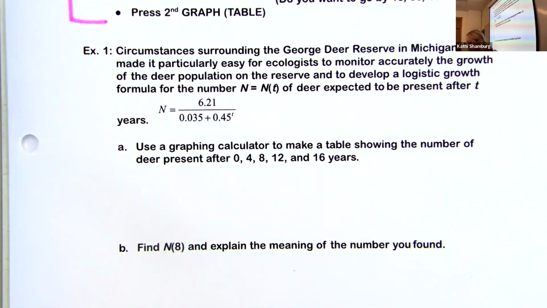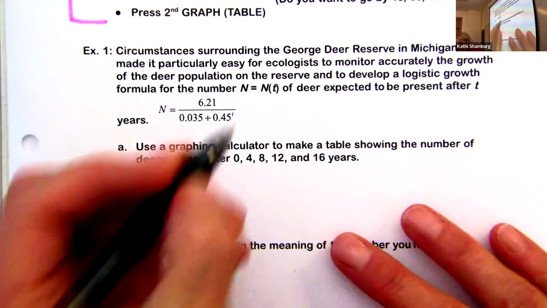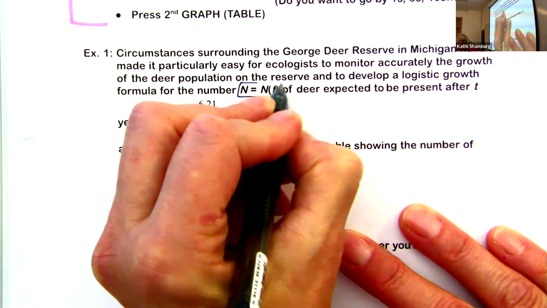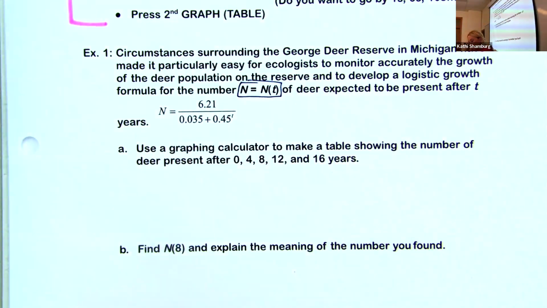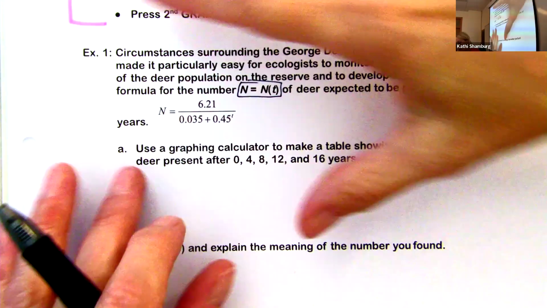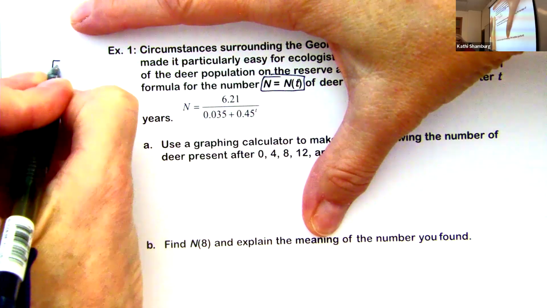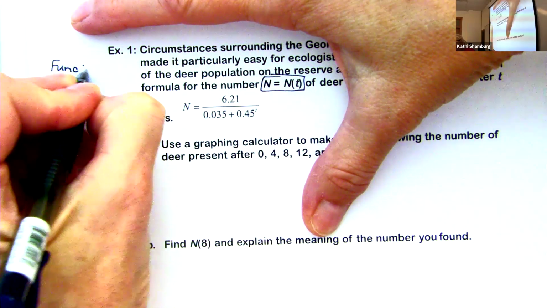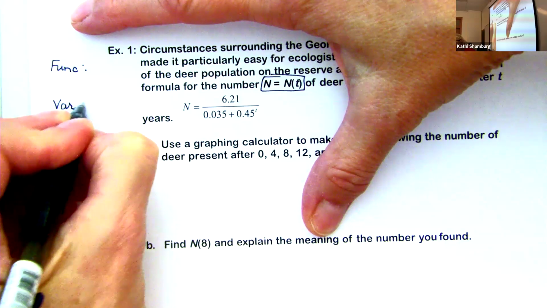Circumstances surrounding the George Deer Reserve in Michigan have made it particularly easy for ecologists to monitor accurately the growth of deer population on the reserve to develop a logistic growth formula for the number. All right, here's my function, the number of deer expected to be present after T years. Okay, so not any different. We want to define what our function is, and we want to define what our variable is.